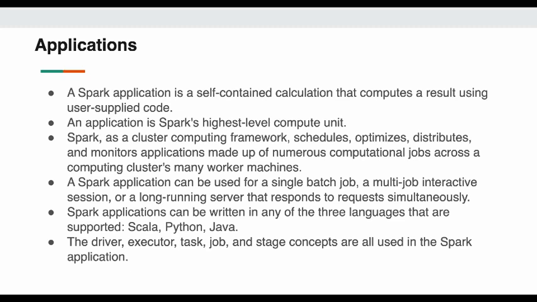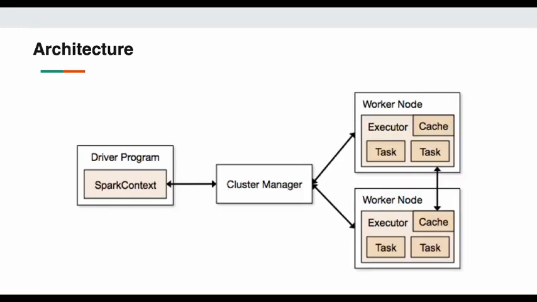A Spark application can be used for a single batch job, a multi-job interactive session, or a long-running server that responds to requests simultaneously. Spark applications can be written in any of the three supported languages: Scala, Python, Java. The driver, executor, task, job, and stage concepts are all used in a Spark application. This is the architecture. Here we have the driver program and then the cluster manager along with two worker nodes in which we have executor, cache, and two tasks.